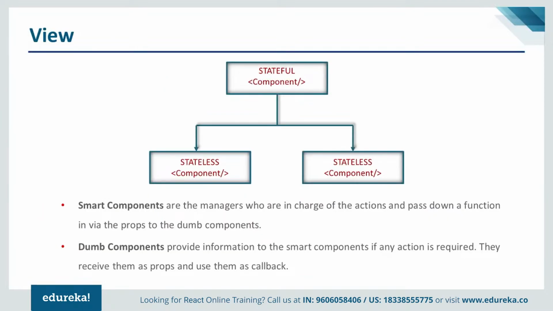Now when I talk about the view, there are stateful and stateless components. And again, if I categorize these components, there are smart components and dumb components. So what are smart components? Smart components are the managers who are in charge of the action and pass down functions, which are called props, to the dumb components. Dumb components provide information continuously to the smart components if any action is required. They receive them as props and then use them as callbacks.